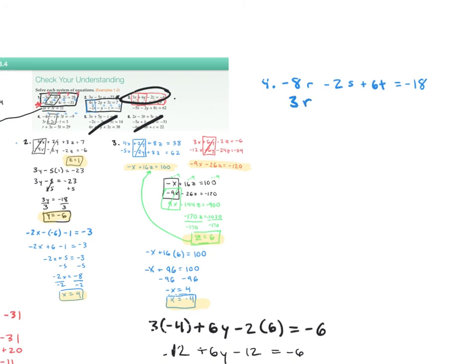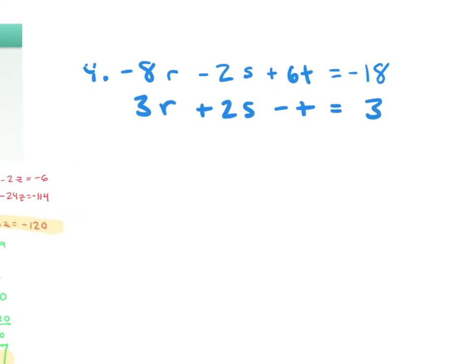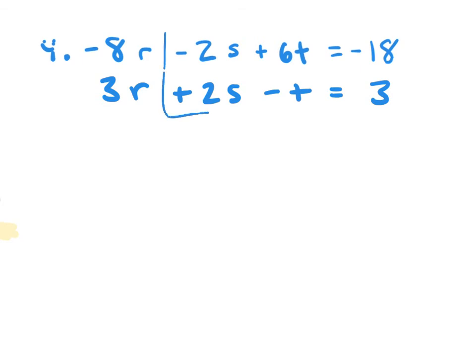And then our second equation stays the same, so that one is 3r plus 2s minus t is equal to 3. So can we combine our equations to cancel out the s's? Yes. So we combine them. So negative 8r plus 3r would be negative 5r. The 2 s's cancel out. Negative 6t minus t.